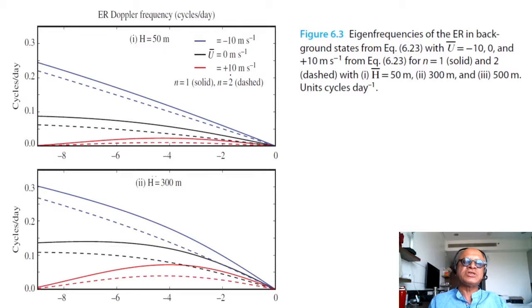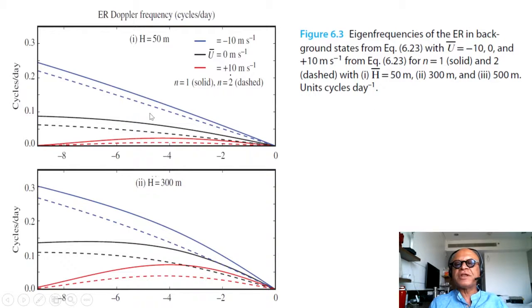So it's easier to just jump to a couple of solutions and see how eigenfrequencies of this equatorial Rossby wave changes when you change the background state or the basic state. Okay, the terms basic state and background state are used interchangeably. So here it says n equals, yes, it's n equal 1, but I think somewhere it was mislabeled here. So n equal 1 and n equal 2.